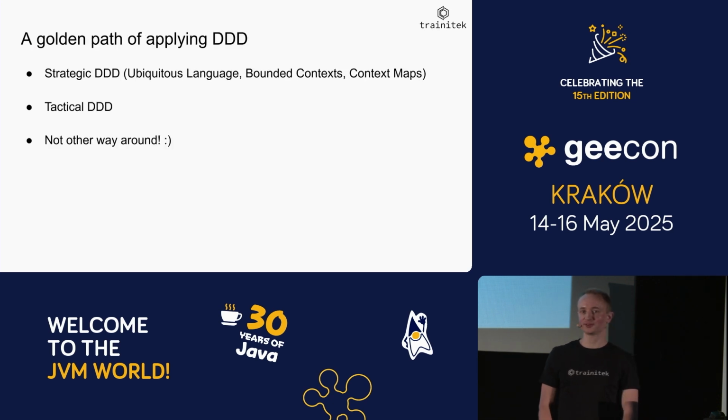A golden path of applying domain-driven design. First of all, we start with strategic domain-driven design, which means using ubiquitous language, bounded context, context map. I won't go into details because this is not the focus of this talk. And then we go to tactical domain-driven design, where we actually implement solutions, but please not the other way around.